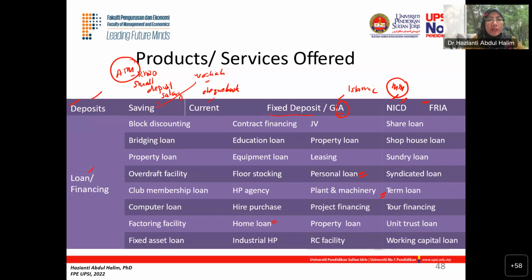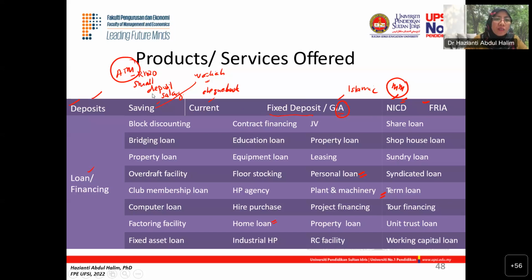All right, so for example, for deposit, we can have savings account, current account, fixed deposit, or general investment account. This is for Islamic. They can also have NICD, negotiable instrument, and also fixed deposit account. So depending on the banks, sometimes the name is different.